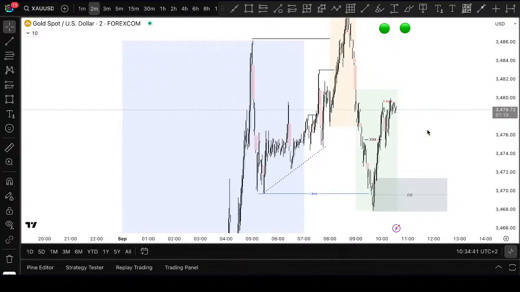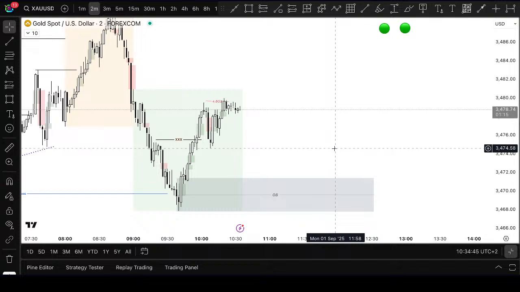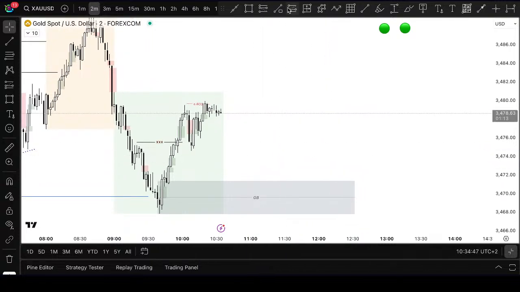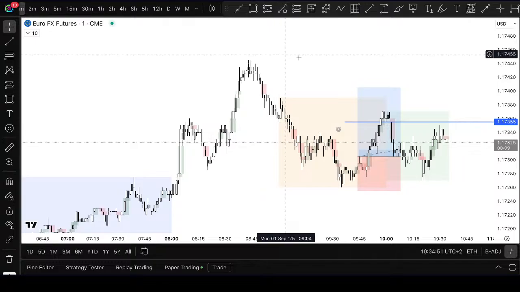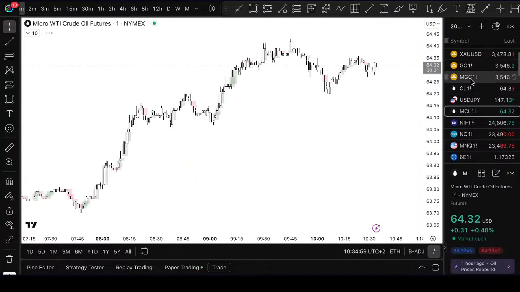Hi guys, we are back. Now the price has shown that it can move up. If we want, we can go for long. Yeah, I'm not touching any more gold at all. Let's go with MGC.